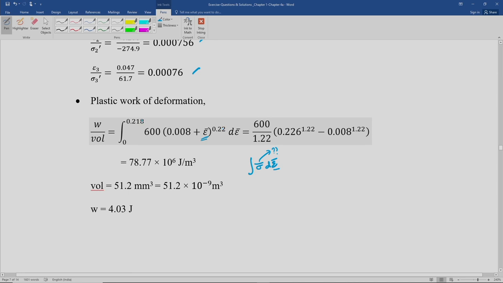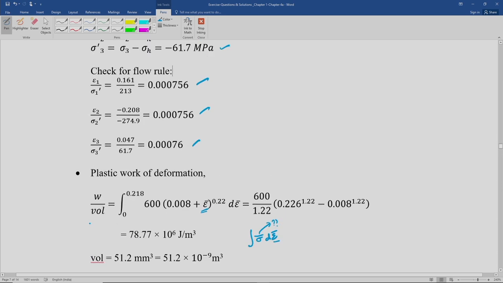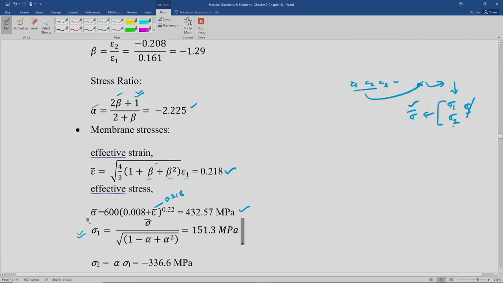So which is becoming my upper limit here, 0.218 I am going to substitute here. So you can integrate it. And finally, you will be able to find out work done per unit volume is 78.77 × 10⁶ joule per meter cube. Okay, and volume can be found out, instantaneous volume can be found out, right? Instantaneous volume is nothing but the previous one.